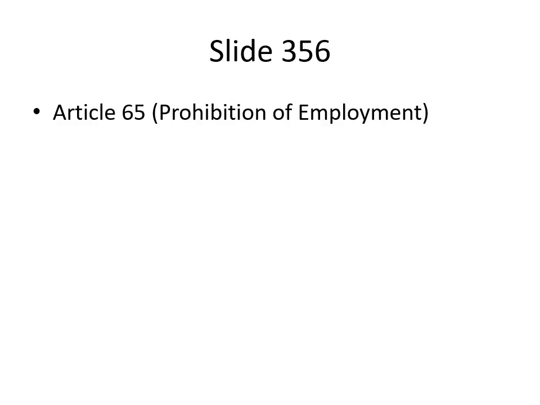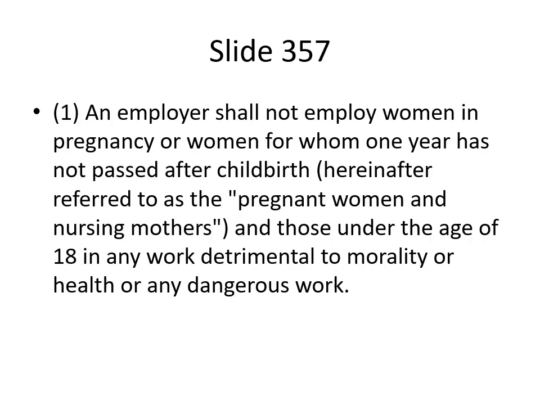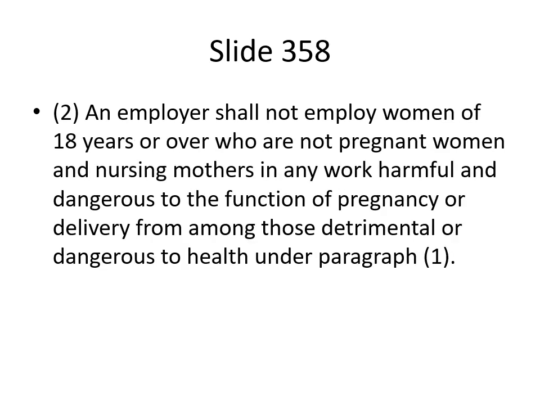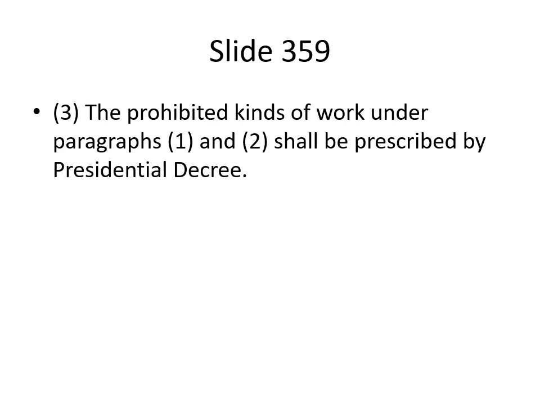Article 65. Prohibition of Employment. 1. An employer shall not employ women in pregnancy or women for whom 1 year has not passed after childbirth, hereinafter referred to as the pregnant women and nursing mothers, and those under the age of 18 in any work detrimental to morality or health or any dangerous work. 2. An employer shall not employ women of 18 years or over who are not pregnant women and nursing mothers in any work harmful and dangerous to the function of pregnancy or delivery from among those detrimental or dangerous to health under paragraph 1. 3. The prohibited kinds of work under paragraphs 1 and 2 shall be prescribed by presidential decree.